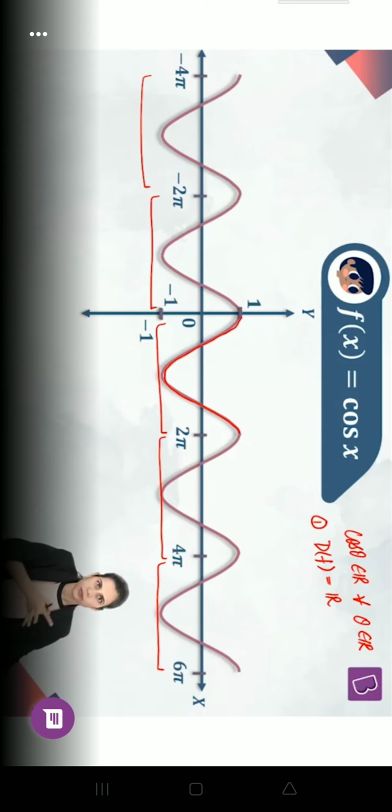Moreover, I can say there is absolutely no real theta for which cos theta is greater than 1, and there is absolutely no real theta for which cos theta is less than minus 1, because 1 is the max of cos, minus 1 is the min of cos.